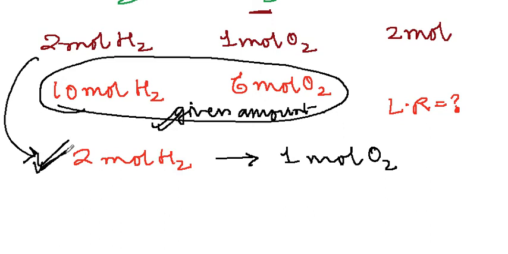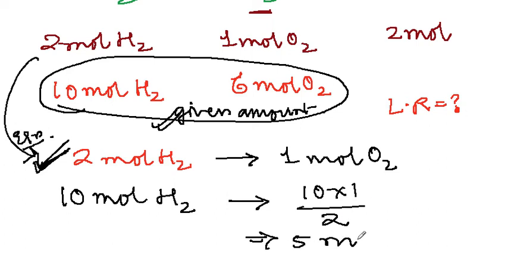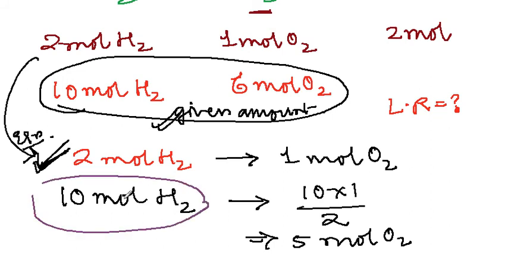So the first thing we write is from the equation: 2 mole of hydrogen reacts with 1 mole of oxygen. We are given 10 mole of hydrogen. So 10 mole of hydrogen would react with 10 times 1 divided by 2, that is, we'll need 5 mole of oxygen. For 10 mole of hydrogen, we'll need 5 mole of oxygen.